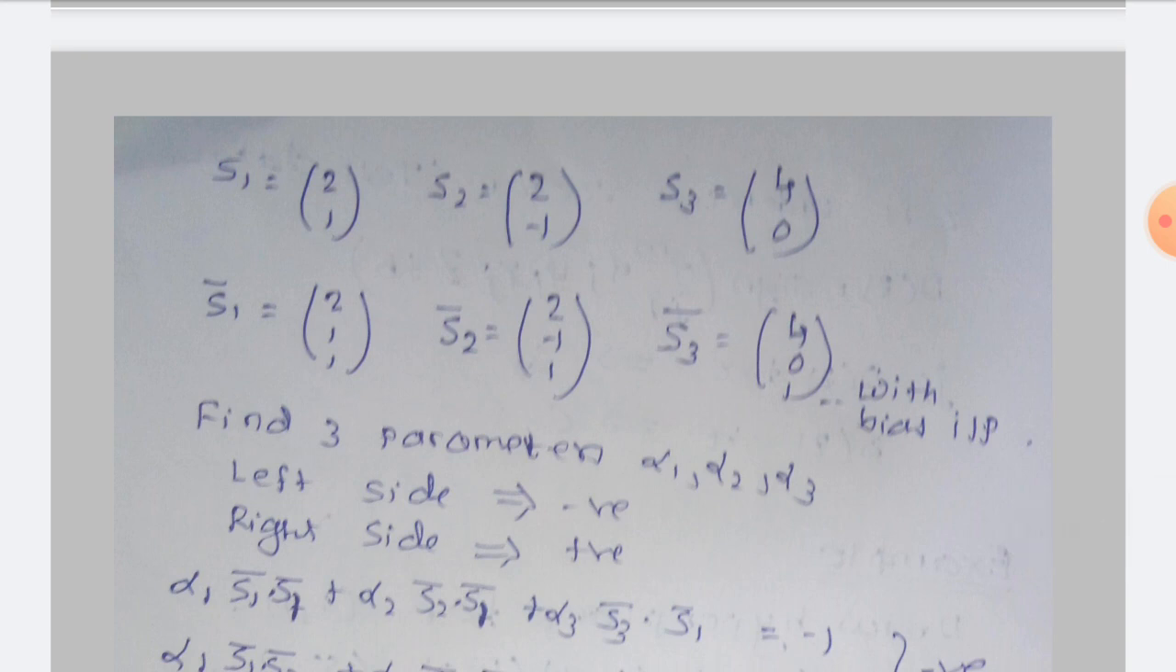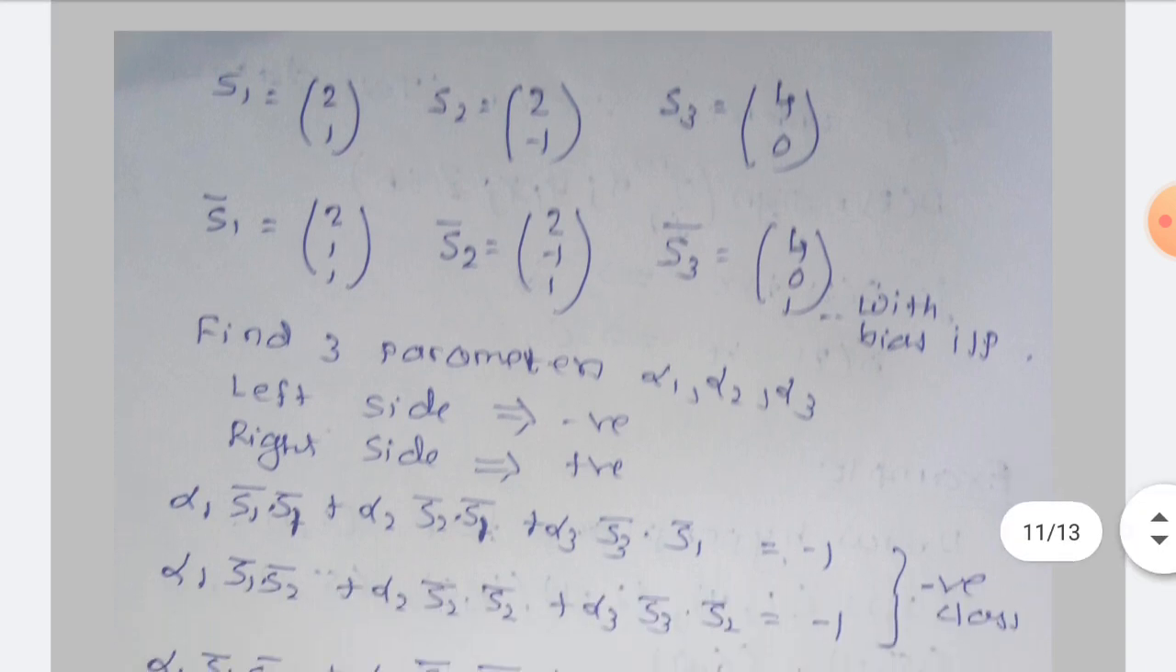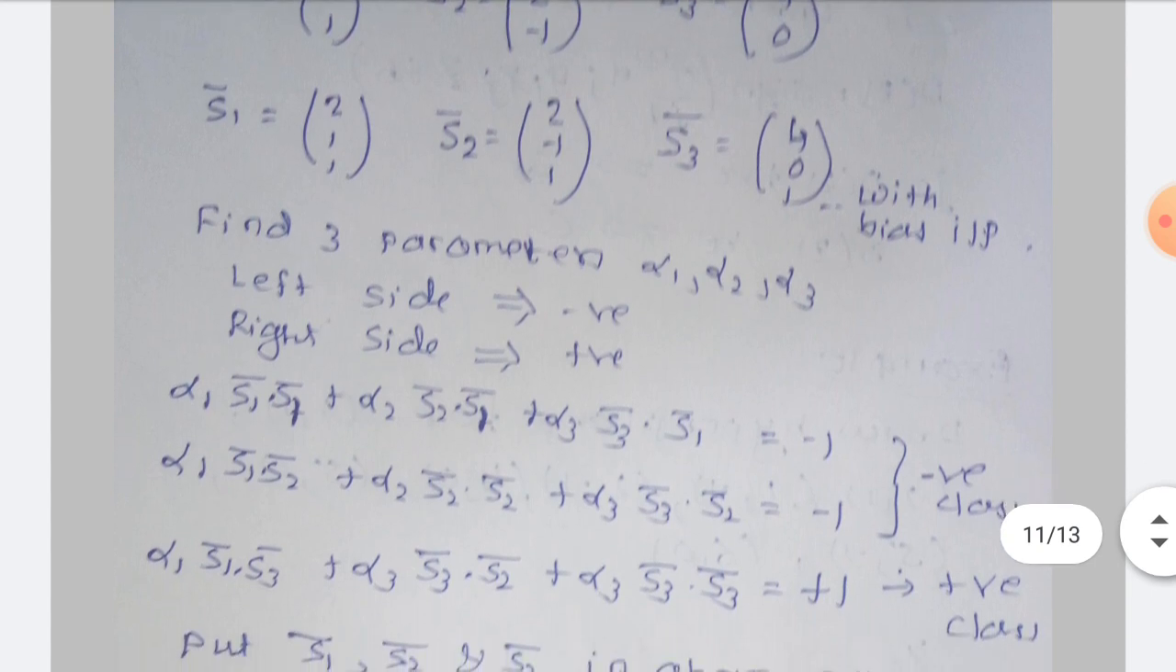Now find three parameters: alpha 1, alpha 2 and alpha 3. If the data point is on the left side, it is negative. If it is on the right side, then it is positive. That's why the first equation will be alpha 1 S1 bar plus alpha 2 S2 bar dot S1 bar plus alpha 3 S3 bar dot S1 bar equal to minus 1, because the S1 point is from the negative side.